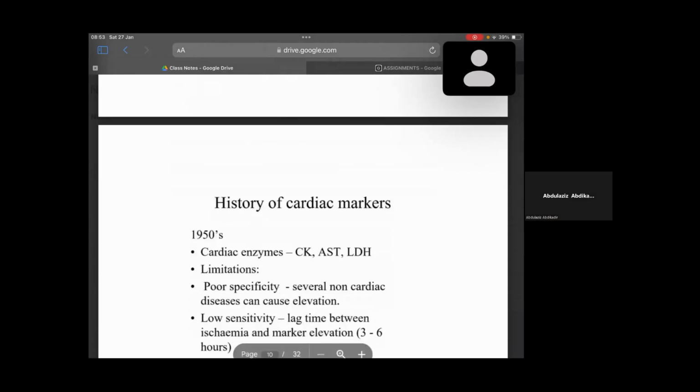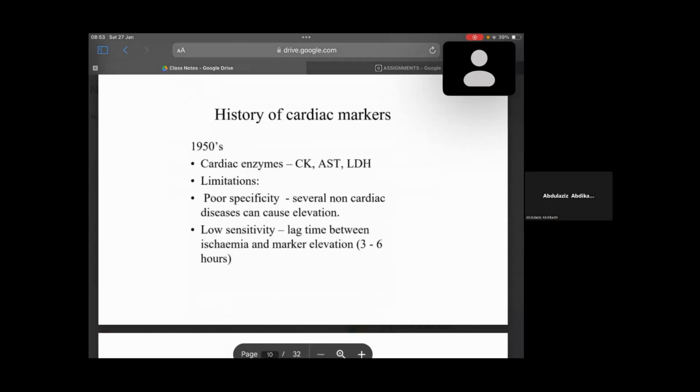So these are the old cardiac biomarkers: the CK, the AST, and the LDH. I told you the limitations, the poor specificity. Like AST is an LFT marker. AST is found in the skeletal muscle. The CK is found in the brain, it is found in the skeletal muscle, it is found in the heart. LDH is a marker of hemolysis. Also low sensitivity. I told you of the lag time between ischemia and the rise.